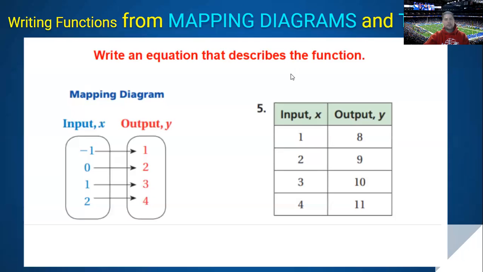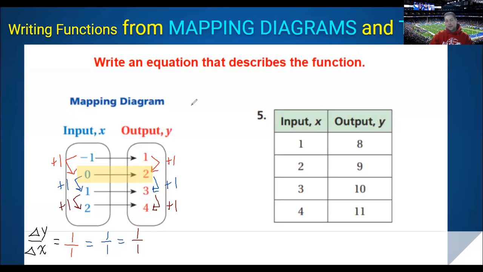Okay, on this slide, you're going to copy down both the mapping diagram and the table into your notebooks. Then you're going to try and come up with the pattern so you can write a function rule, also known as an equation. And remember, they're in slope-intercept form, so be on the lookout for that slope. Let's try the mapping diagram first. From a mapping diagram, you could find the slope. You can also see the y-intercept, similar to a table.